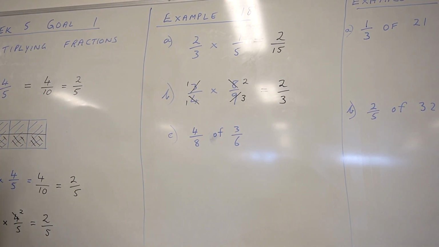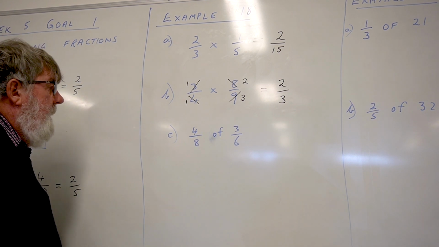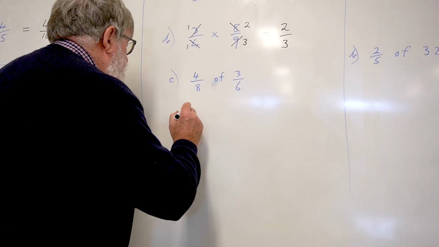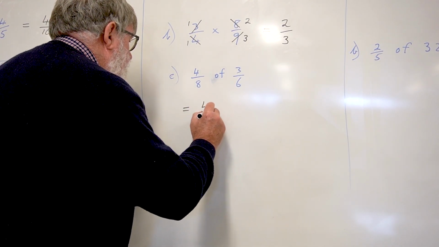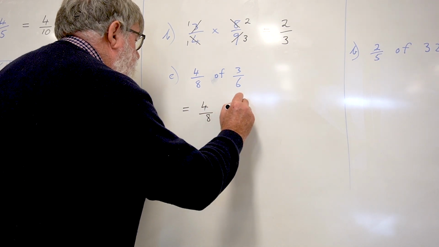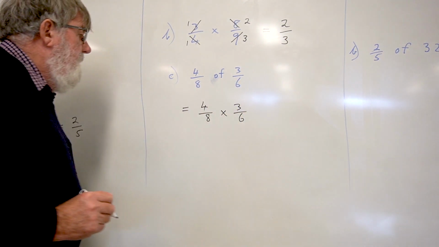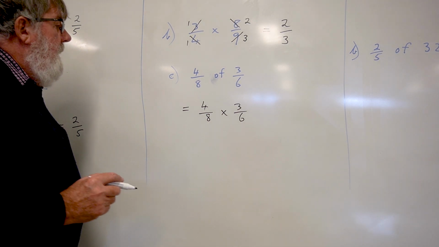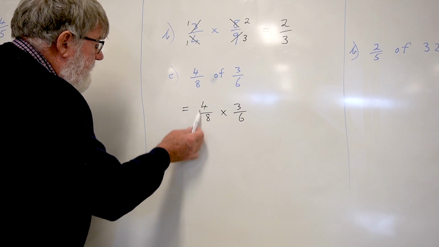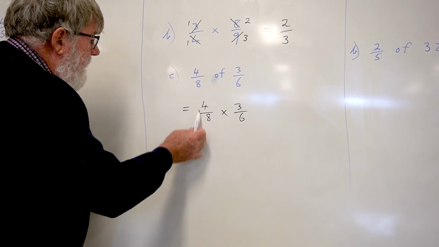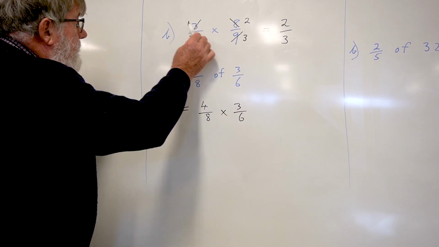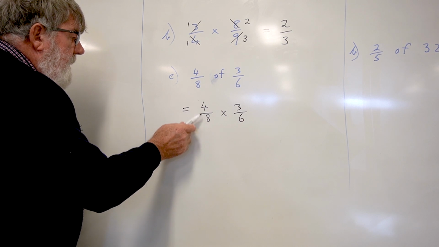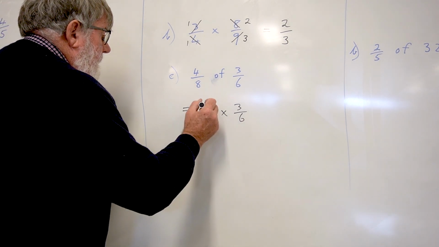Moving on to example C. It's now presented as 4/8 of 3/6. You simply need to remember that of is the same as multiply, so I change it to 4/8 multiplied by 3/6. And again, looking for common factors. Now this time, my common factors are actually straight under each other. Up here, I had to go top, bottom, across, but here, as long as I've got a number on the top, a number on the bottom, with a common factor, I can cancel.